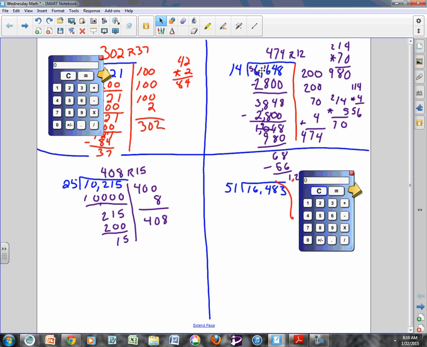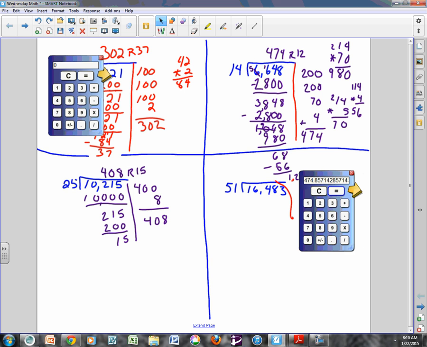Let's go back up to this problem right here. We have 6,648, and we're going to divide that by 14. That equals 474, and then we have a long decimal after that.